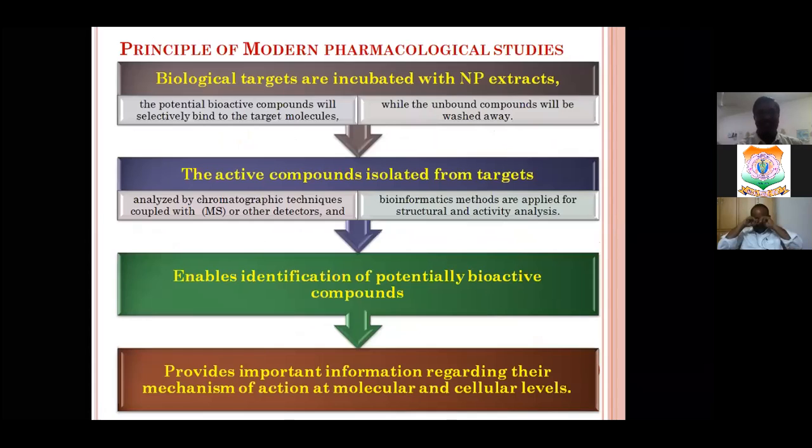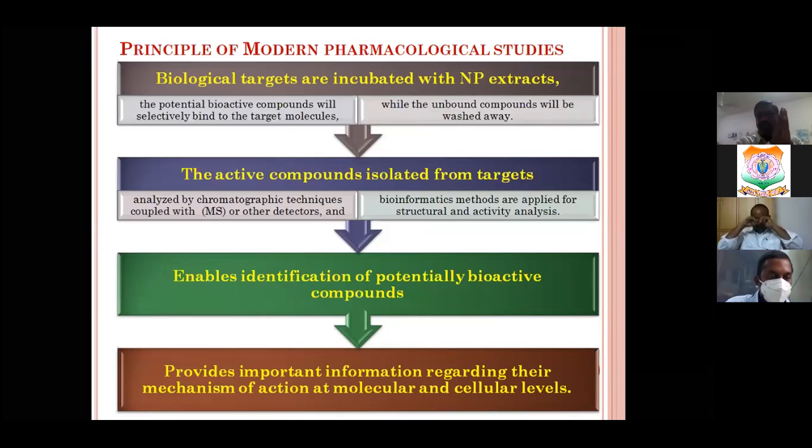As I told you with this diagram, the principle of modern pharmacological studies is nothing but a target-based approach. What is the basic principle involved in this? It's very simple. Biological targets are incubated with the natural product extract. Once they are incubated, whatever potential bioactive compounds are present in that extract will bind to the target molecule.